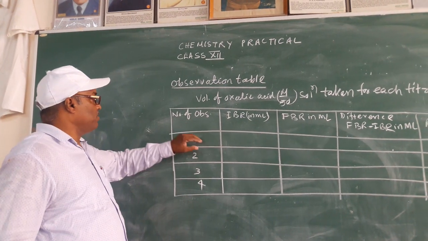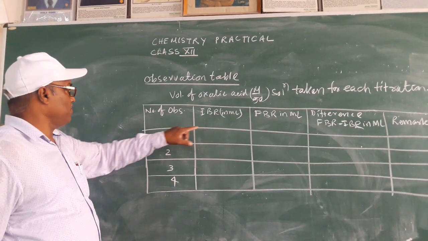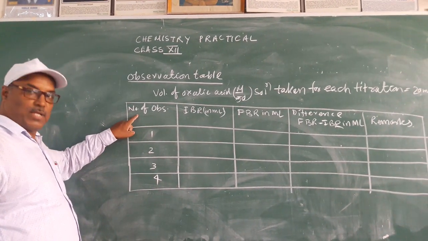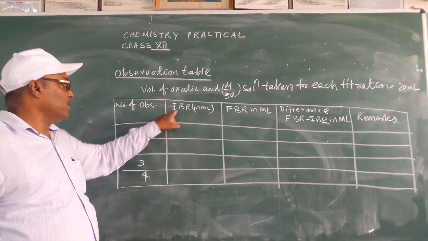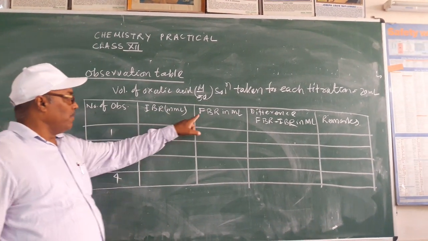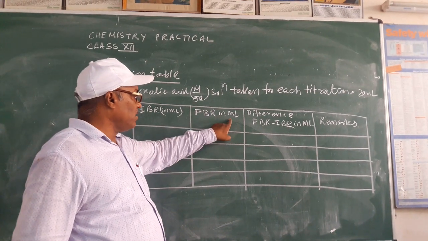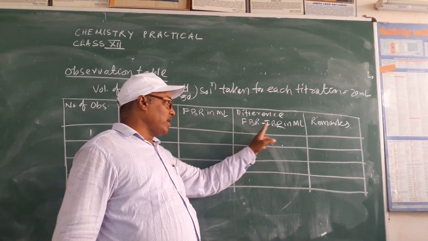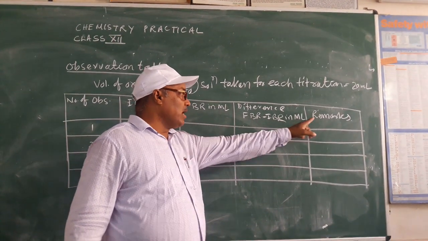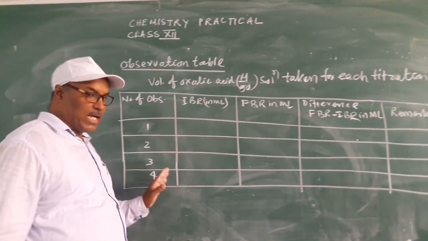So in the table we have 5 columns. Number 1 is first column, number of observation. Second IBR, initial burette reading in ml. Final burette reading FBR in ml. Difference, final burette reading minus initial burette reading in ml, and remarks. So then we perform the experiment.